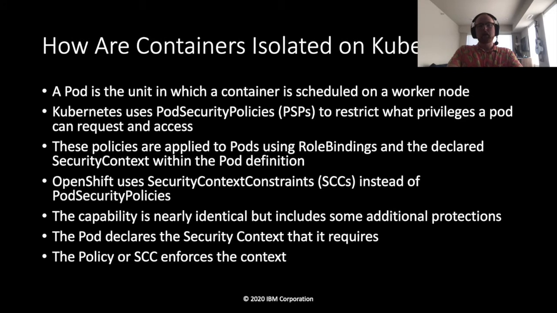So containers are isolated on Kubernetes with the following. A pod is the unit in which a container is scheduled on a worker node for Kubernetes and OpenShift. Kubernetes uses a construct called pod security policies, or PSPs, to restrict the privileges a pod can request and access. And these policies are applied and bound to pods using role bindings and the declared security context within the pod definition itself. OpenShift, on the other hand, uses security context constraints, or SCCs, instead of pod security policies. Now, the capability between the two is nearly identical, but SCCs provide a few additional protections.